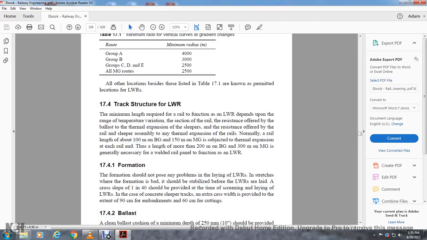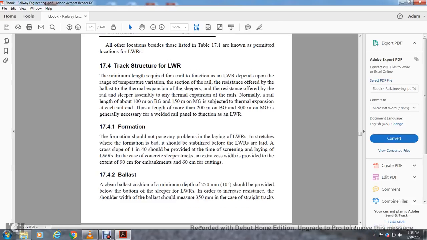17.4.1 Formation. The formation should not pose any problems along the long welded rail stretch with the weather. If the formation is bad, it should be stabilized before the long welded rail is laid. A cross slope of 1 in 40 should be provided at the time of screening, before the laying of the long welded rails. In the case of concrete sleeper tracks, extra width is provided to the extent of 90 centimeters for embankments and 60 centimeters for cuttings.